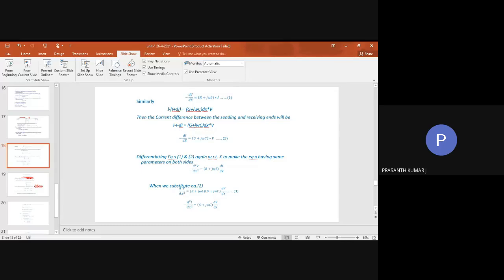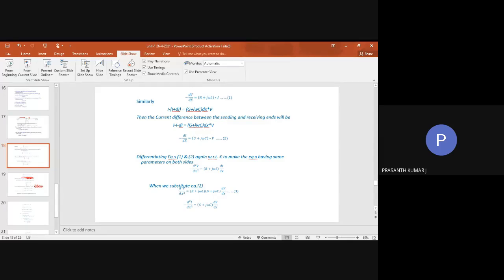Similarly, the difference of currents, I minus (I plus dI), equal to V by R, since I equal to V by R. So 1 by R is nothing but conductance. Sorry, 1 by R is conductance, not admittance. So (G plus j omega C) into dx into V. So I minus (I plus dI) equal to (G plus j omega C) into dx into V. So I minus I will get cancelled. Minus dI by dx equal to (G plus j omega C) into V. So these are two equations, this is equation 1 and this is equation 2.